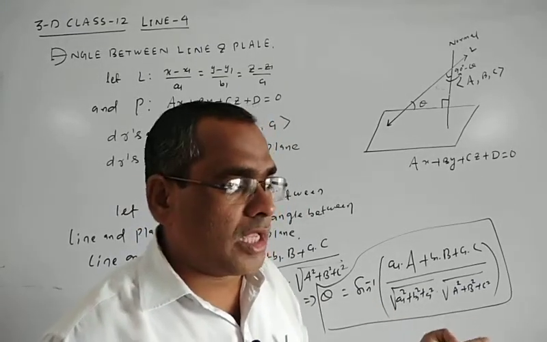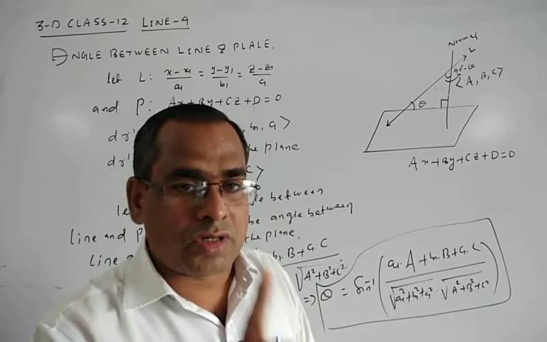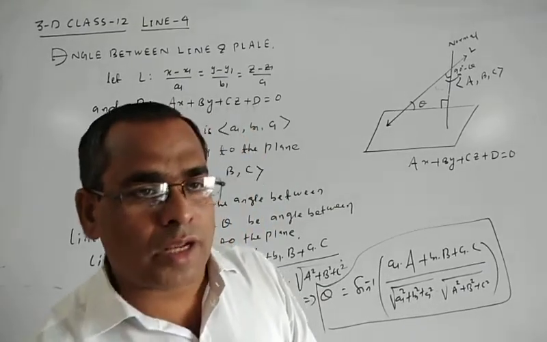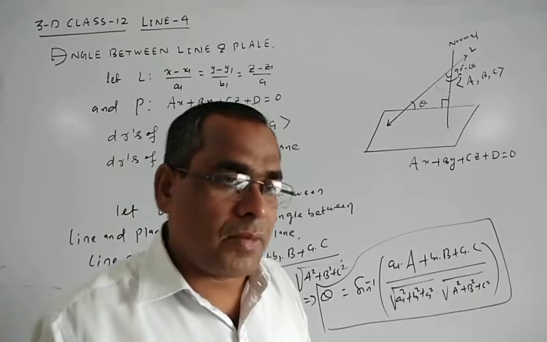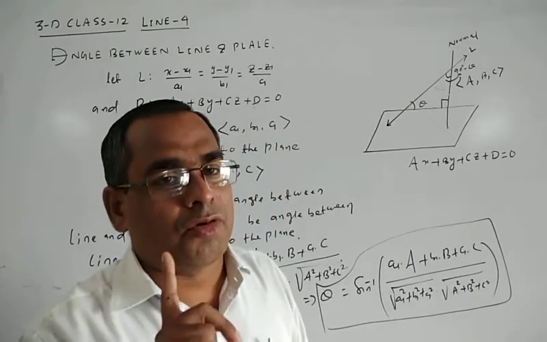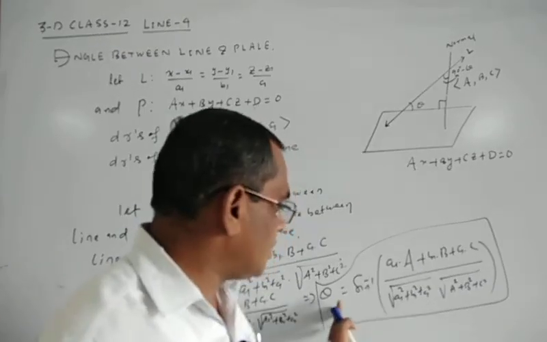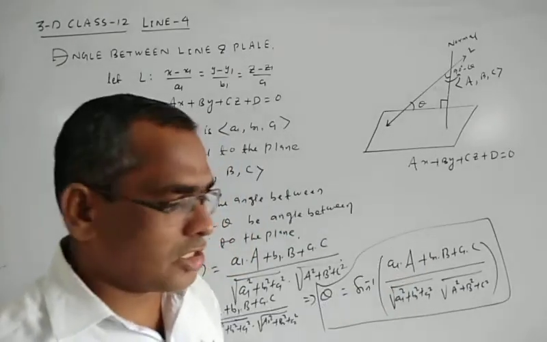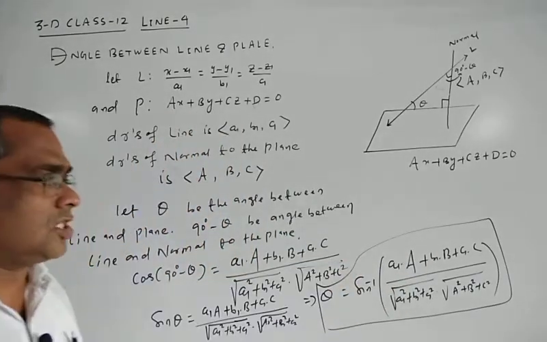You know, for the angle between two lines you must take cos theta. Angle between two planes, you must take cos theta. But in case of a line and a plane, you must take sin theta. So sin theta is equal to this one. So theta is equal to sin inverse in this way.